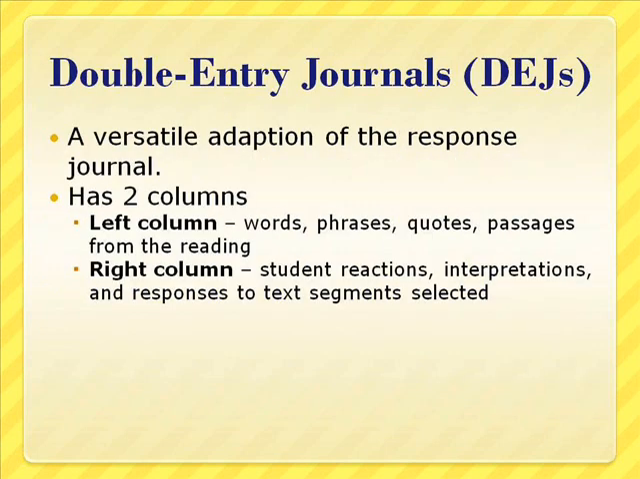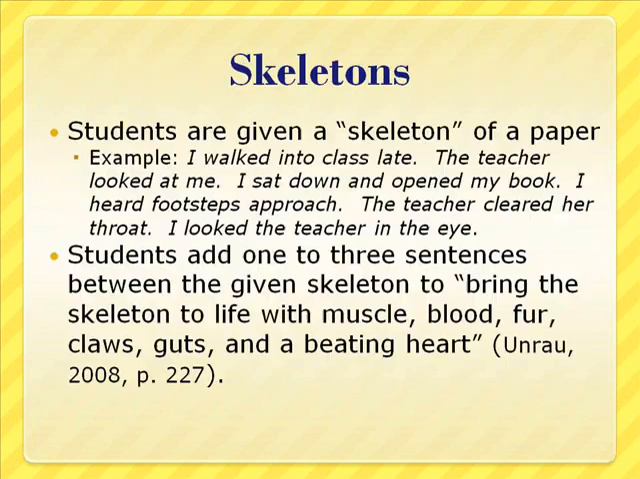A double entry journal is a versatile adaptation of the response journal. It allows students to record 2 entries that are connected. The journal page is divided in half down the middle. In the left column, students choose words, phrases, quotes, or passages from the reading that interest them or evoke strong emotions. In the right column, students write their reactions, interpretations, and responses to the text segments they selected.